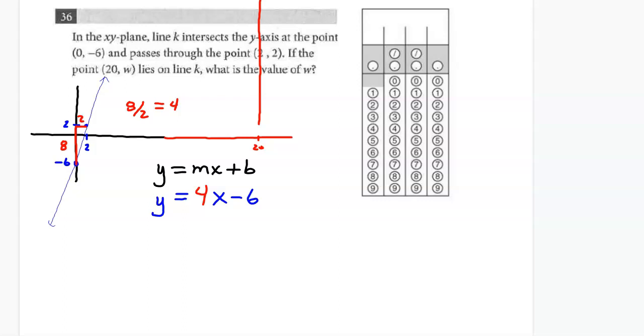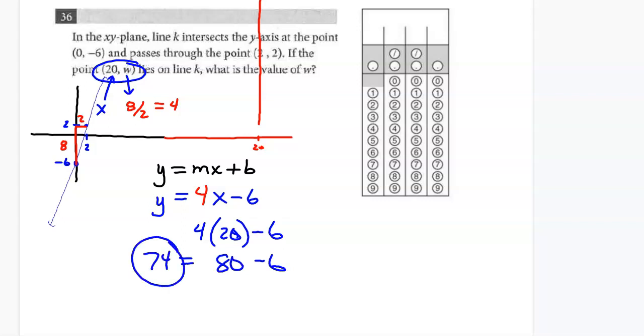Now all I have to do is plug in this pair. If you live on the line, then you're a solution. So I'm going to plug in x equals 20, and then figure out what that comes out to be. So 4 times 20, take away 6. Well, that's 80, take away 6, gives me an answer of 74. The W kind of throws you off a little bit, but Y and W are basically the same exact thing on this one.